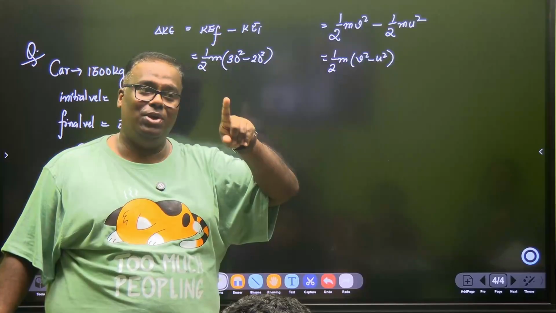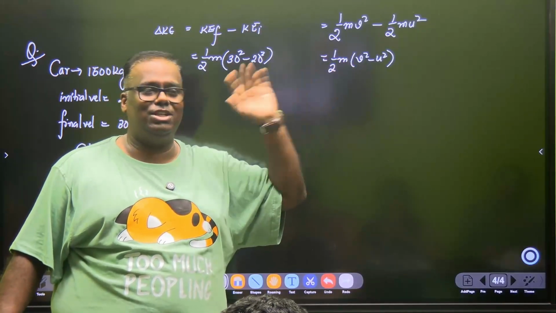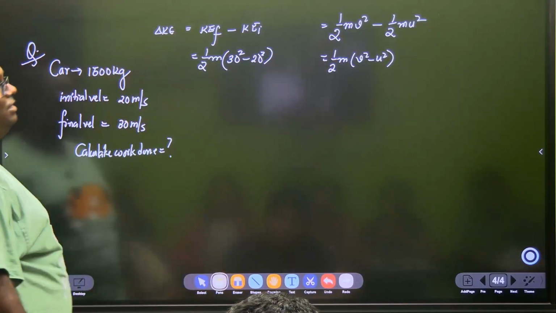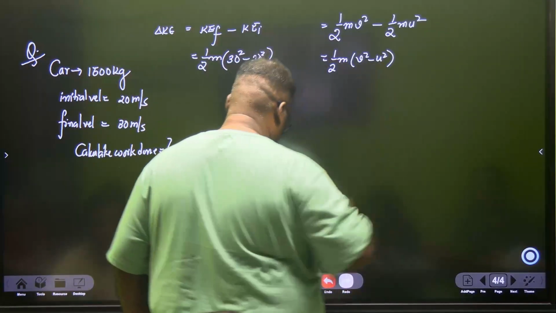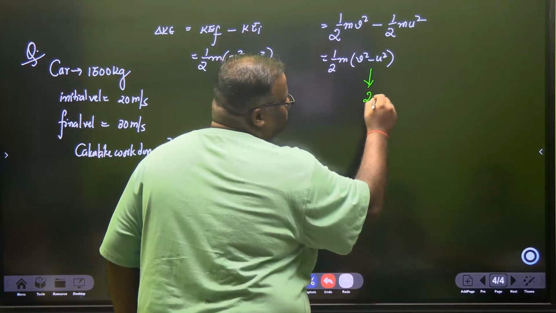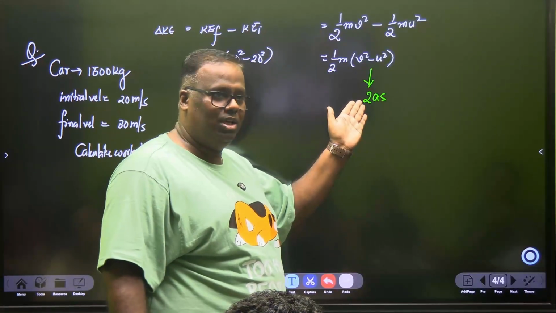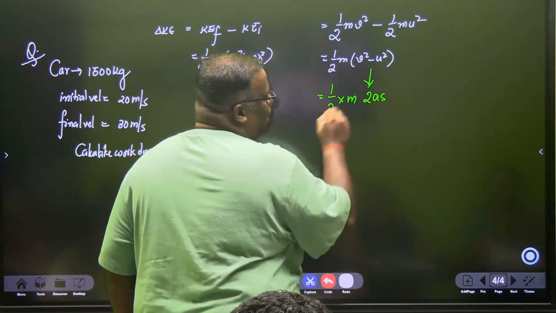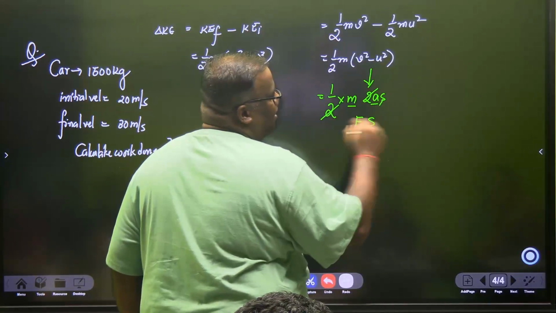2as. From there it relates to work. v square minus u square is 2as in straight line motion. Yes or no? See, what is this quantity? 2as. Pay attention here. This is 2as. What is this? Half. What is this? m. Half cancels the 2, m and a give rise to F, and s comes in. So this is exactly work.